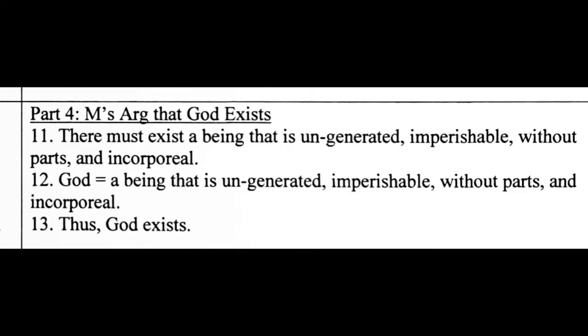So part 4 of Maimonides' argument for the existence of God, namely, this is going to be the argument where he concludes that God exists. And he's going to do that by identifying God with the being that's ungenerated, imperishable, without parts, and incorporeal. So 11, which again was the conclusion from part 3: there must exist a being that is ungenerated, imperishable, without parts, and incorporeal or non-physical. 12, God equals a being that is ungenerated, imperishable, without parts, and incorporeal. 13, thus God exists.